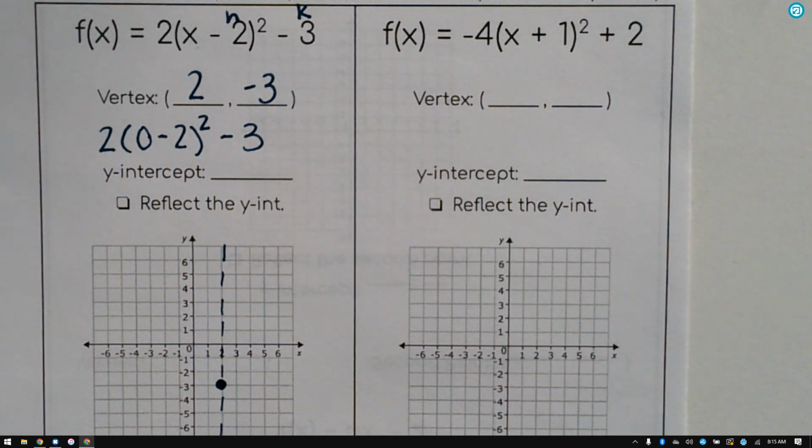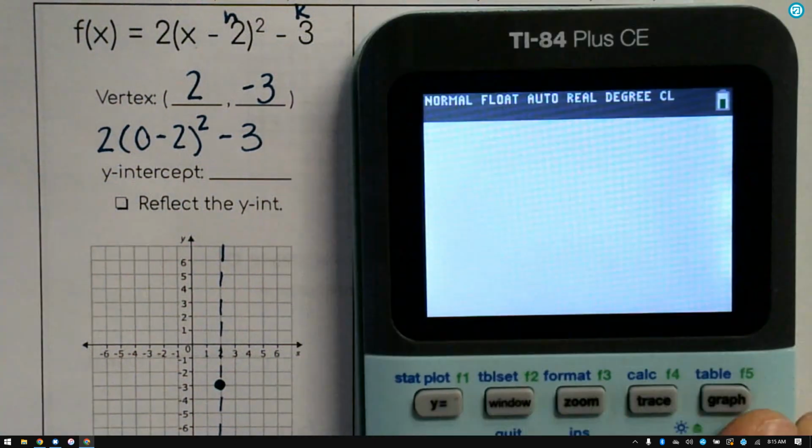If you don't already have your calculator, go grab it. You're going to need your calculator every day for the rest of this unit. Okay, and then you are going to plug this in. So it's going to be 2 open parentheses. Inside your parentheses, you're going to put 0 minus 2. You have to do minus 2, not negative 2. If you do 0, negative 2, it's going to multiply together, 0 times negative 2. Then squared, minus 3.